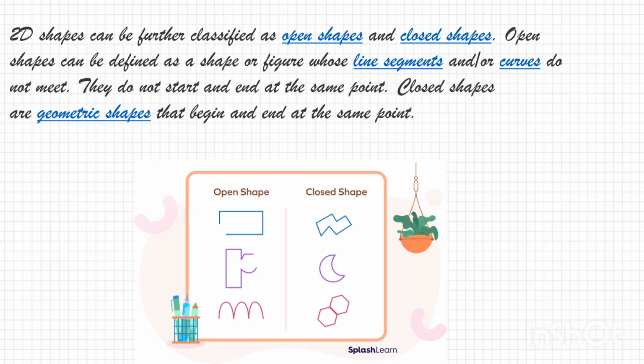2D shapes can be further classified as open shapes and closed shapes. Open shapes can be defined as a shape or figure whose line segments or curves do not meet. They do not start and end at the same point. Closed shapes are geometric shapes that begin and end at the same point.